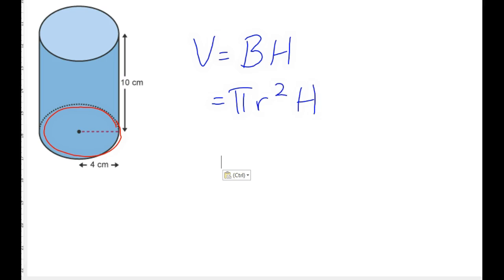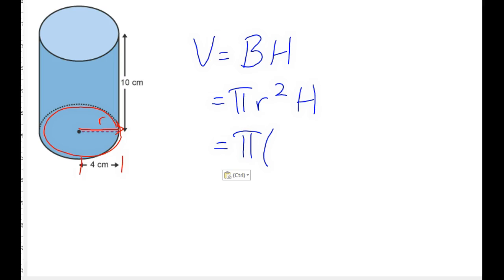So pi is that button on your calculator that you want to look for. If you don't have it, use 3.14 as a good estimate, but it's always better to find your pi button. Okay, I'm going to replace r, the radius, with the value that's given in the question for radius. So in this case, my radius is given as 4 centimeters.